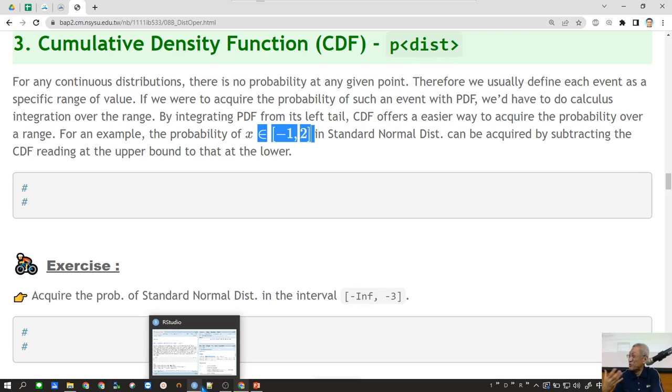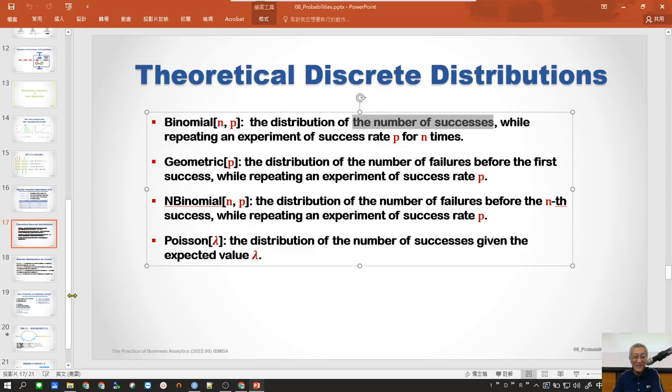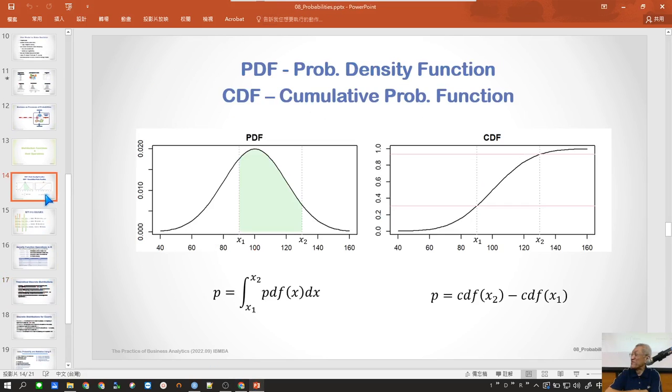Okay, so how can we do that? Think about this, right? Because I want to know the probability that X is in an interval x1 to x2, but I already know the CDF of x1 and x2, right? So I basically have to do a difference, the difference between the two. So how should I do it?